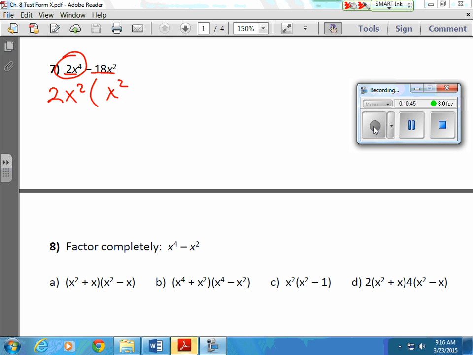Okay? Because you have to make sure that when you go backwards, it would give you the same thing as what you started with. And so what would I need to put here to give me a negative 18x squared? That's 9. 2x squared times negative 9 will give you the negative 18x squared. Are we done? Oh, wait, there's more.